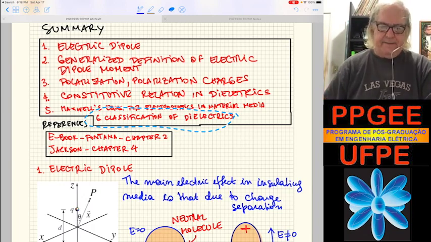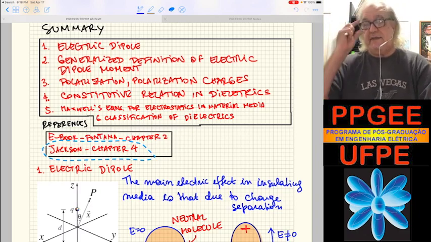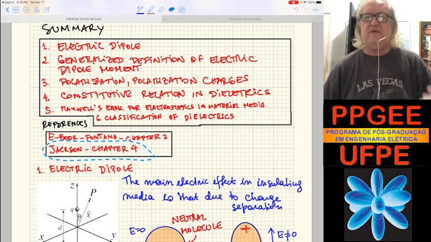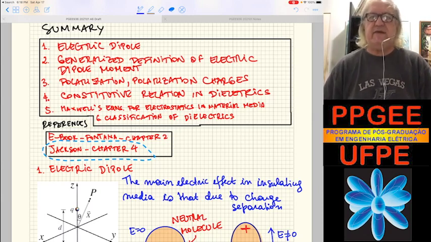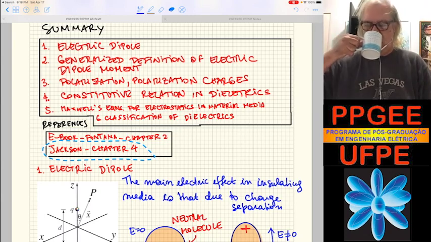Reference for this lecture: we have the ebook chapter 2 and Jackson chapter 4. In fact, Jackson talks about multipole fields, but he dedicates some part of the book to the dipole properties.